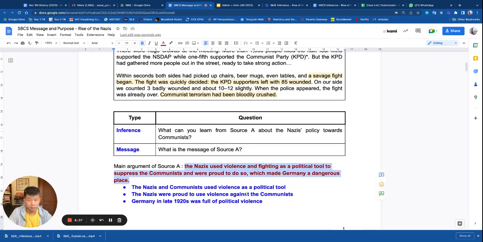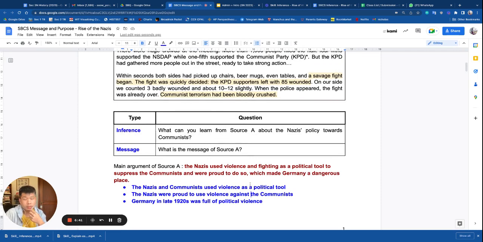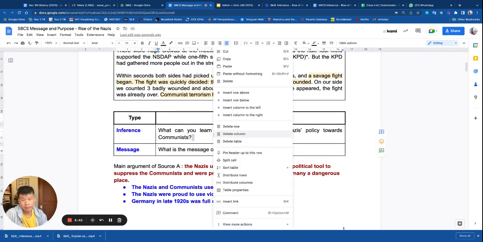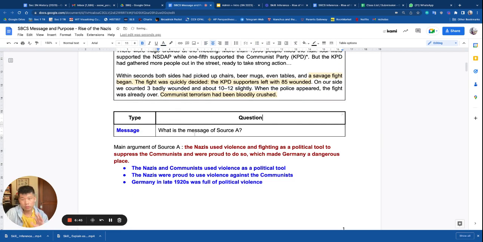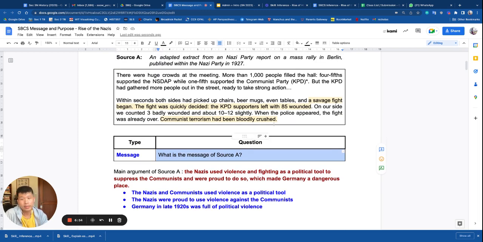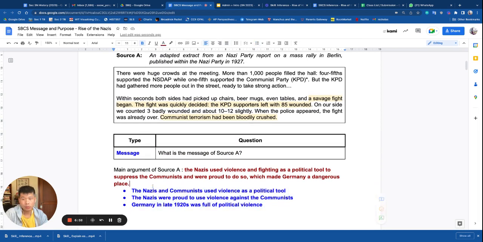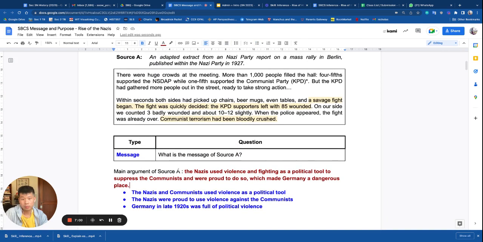Okay. So the trick to message is to look at the source. And here, look, there's no focus to help you. There's no question focus to help you. The trick of the message question, what is the message of source A, is to look at the source, extract out the ideas, and combine them into a main argument.